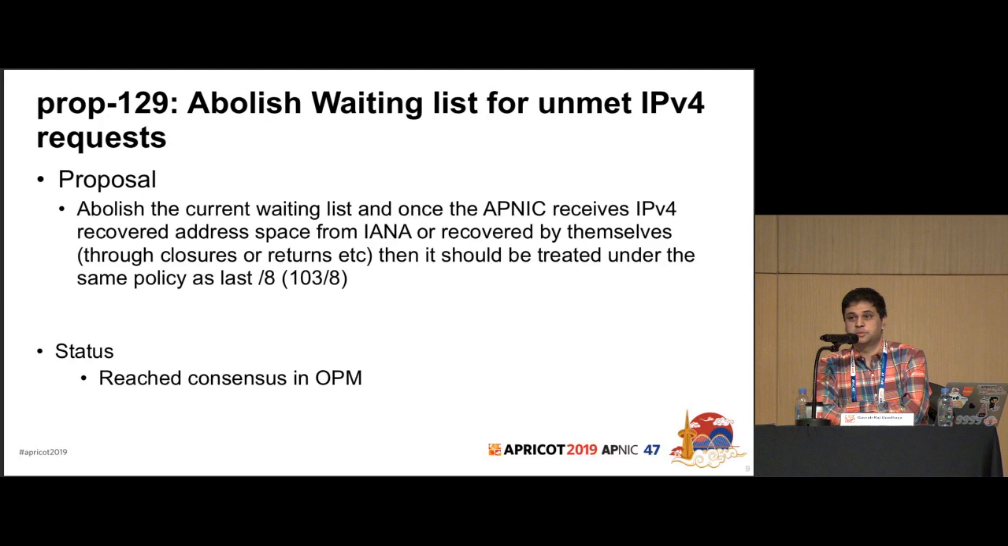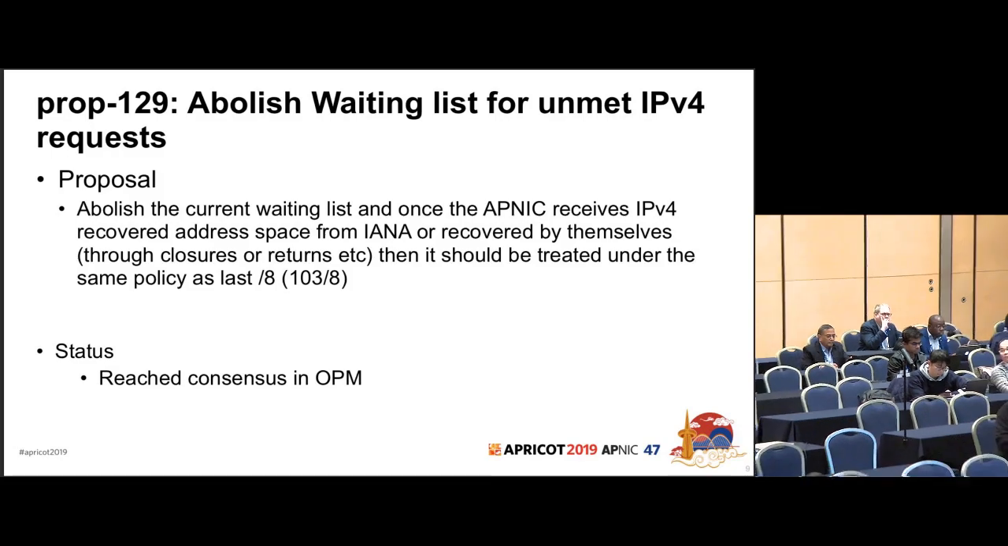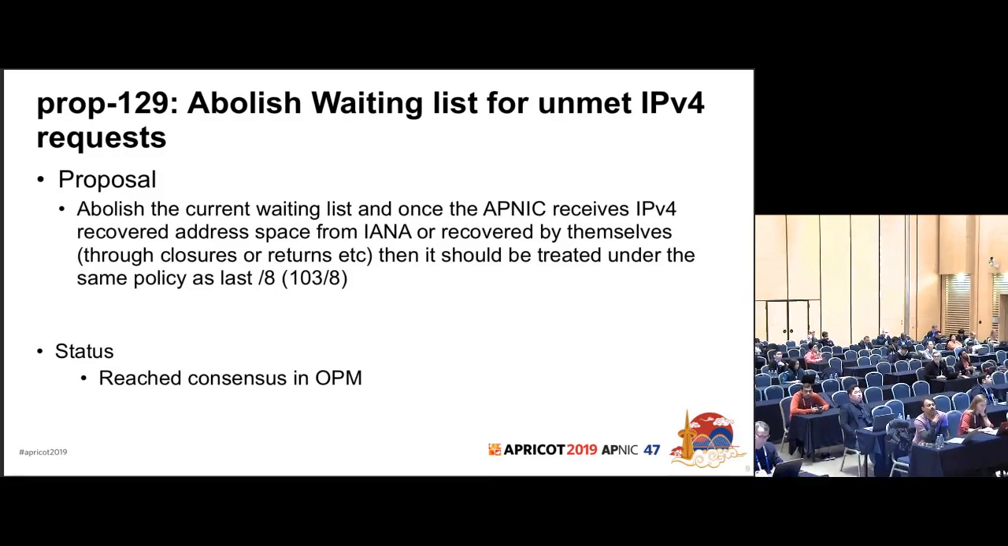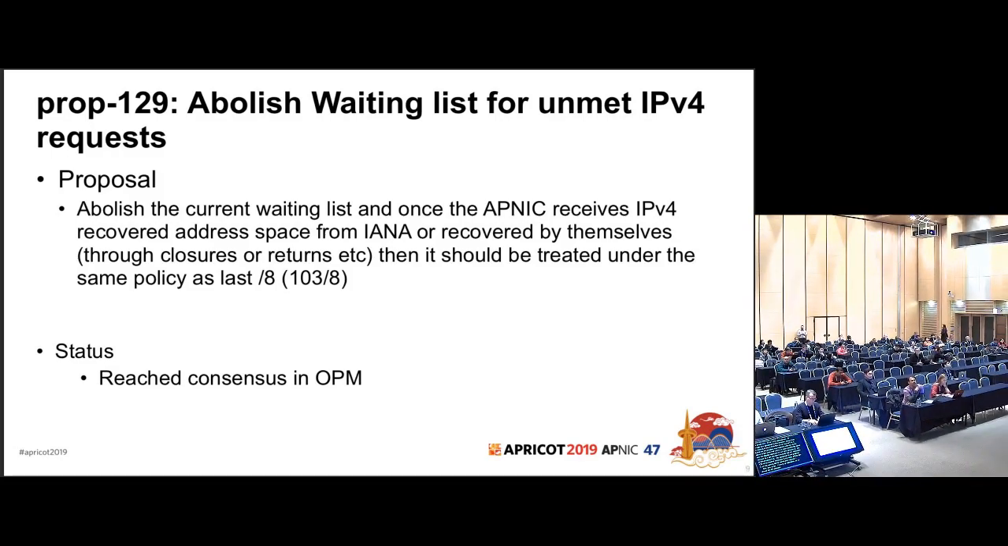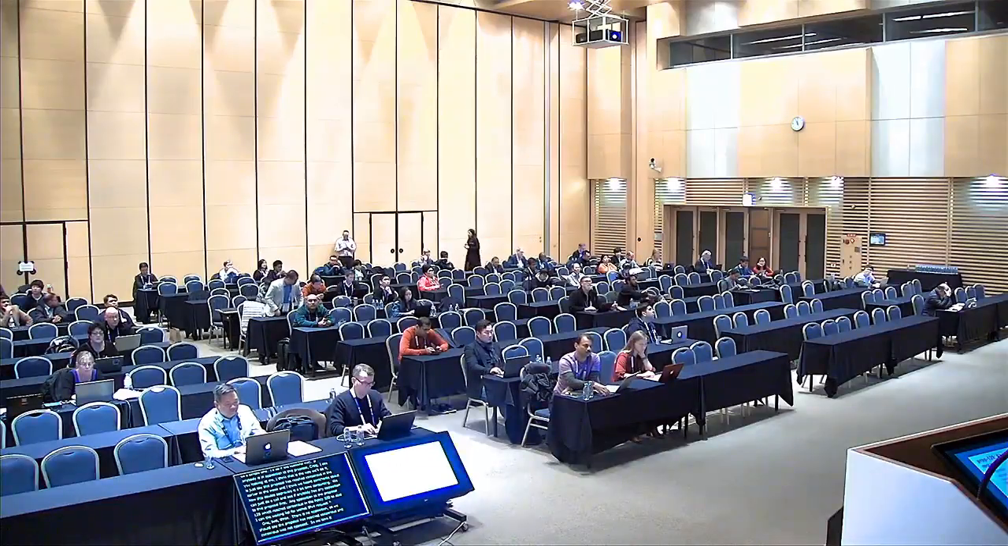Any opposition to proposal 129, which reached consensus in the policy SIG, to abolish the waiting list for unmet IPv4 requests? One, two, three. There's no opposition, so we should say the proposal has reached consensus, and consensus was not opposed. So we take it that it has reached consensus in the AMM. Thank you. So proposal 129 has reached consensus in the AMM.